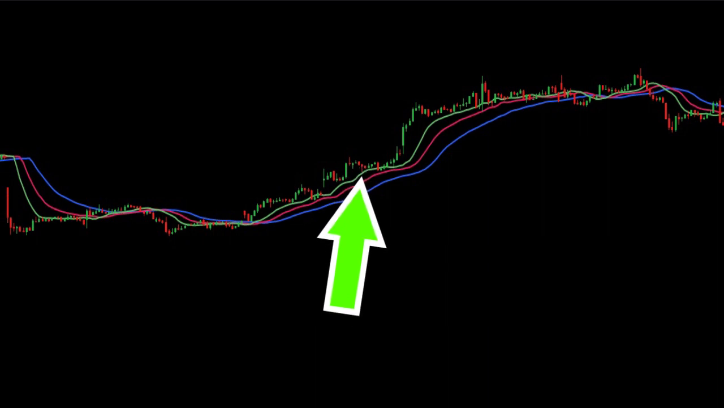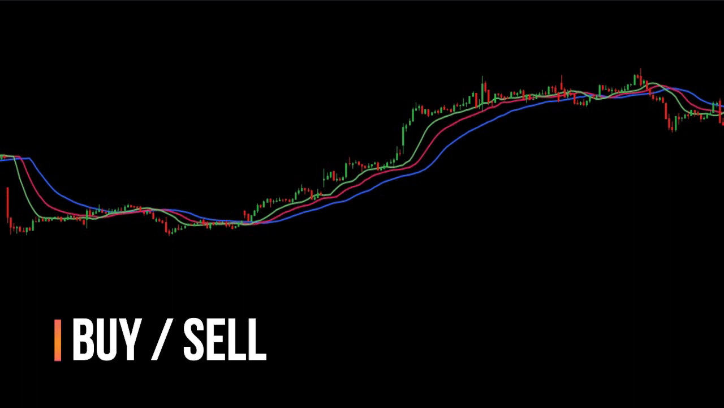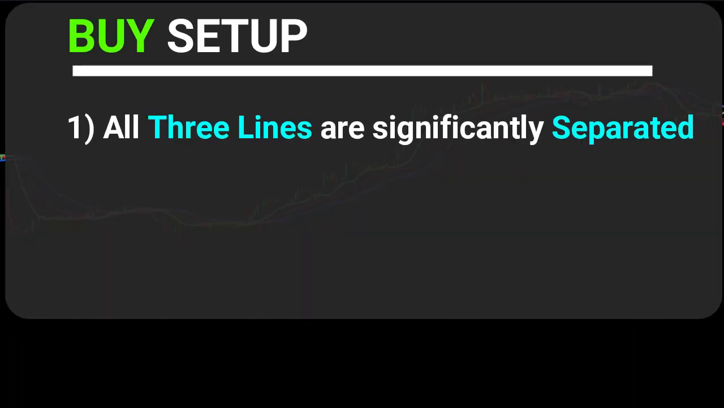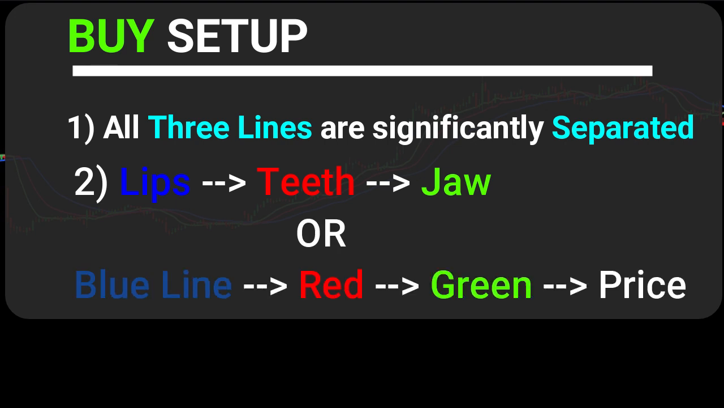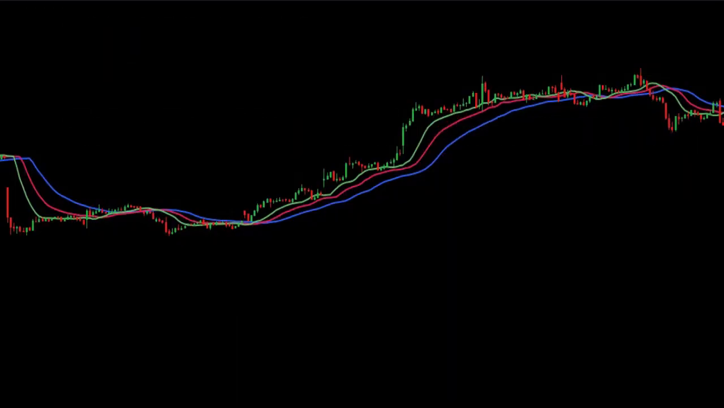Now let's see buy and sell signals from the alligator. For a buy signal we should look out for two conditions. First, all three lines are significantly separated. And second, the price is above the lips, lips above teeth, and teeth above jaw, or simply, red line above the blue line, green line above the red line, and price above the green line. If both conditions are satisfied, then you should take a buy trade.